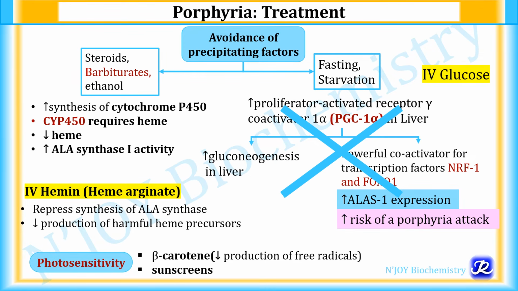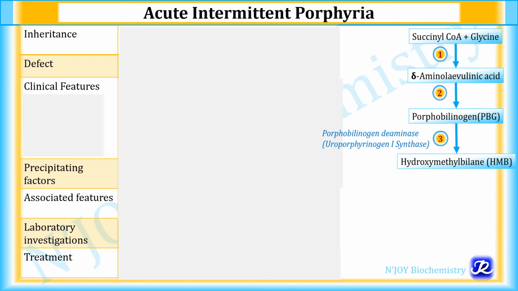Photosensitivity can be managed by beta carotene, which decreases the production of free radicals, and sunscreens are also advised. So this is the management modality of porphyria in general. Now let's see some salient features of acute intermittent porphyria.